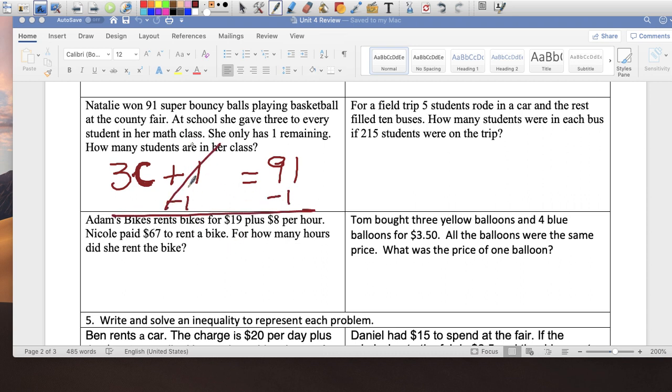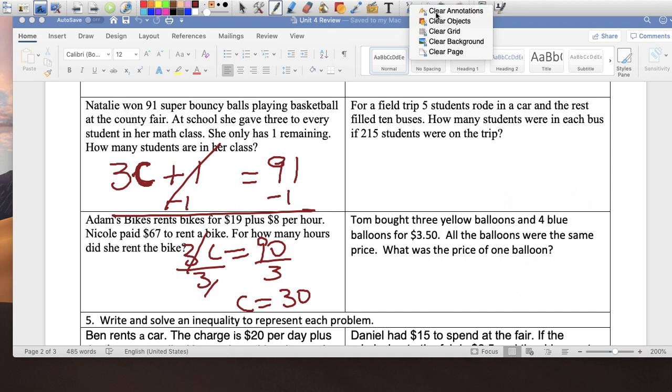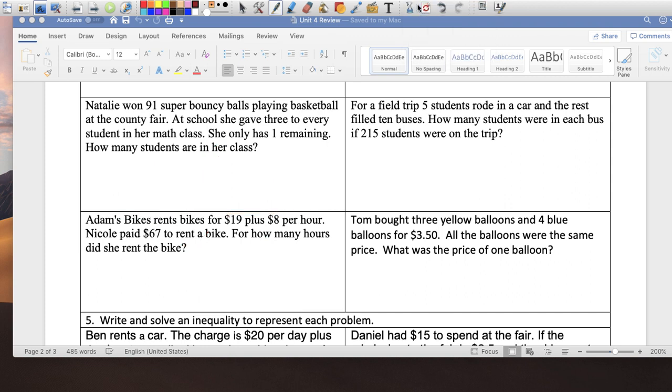1 plus 1, 1 minus 1, that goes away. 91 minus 1 is 90. 3C comes down, and we can already see what it's looking like. 3C, we're going to divide this by 3, divide this by 3, and C equals 30. There were 30 classmates in your class.